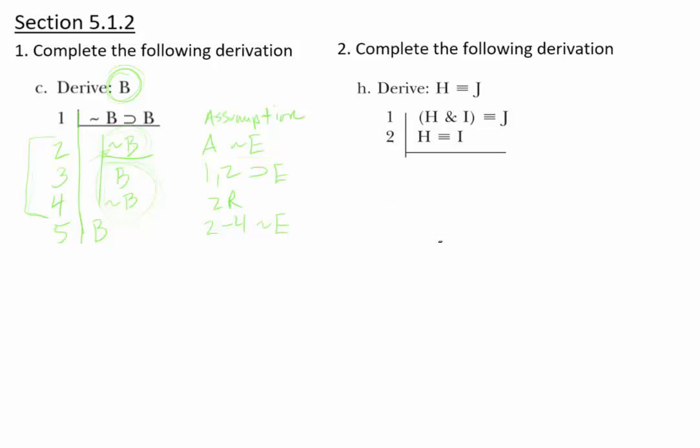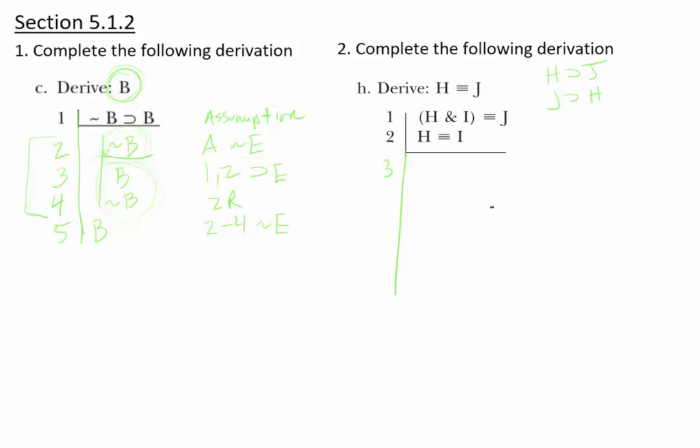Now, let's take a look at 2H. We are asked to derive H equivalent to J. Now, whenever you do this, you have to show both H implies J and J implies H. So in other words, you have to assume H and show J, and then assume J and show H. And if that's the case, then you can conclude via biconditional introduction H is equivalent to J.